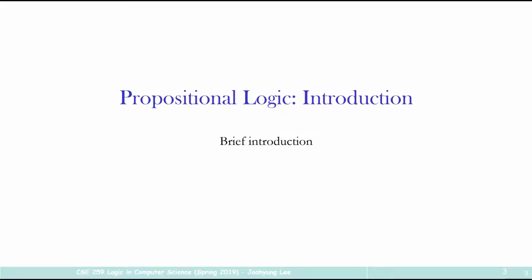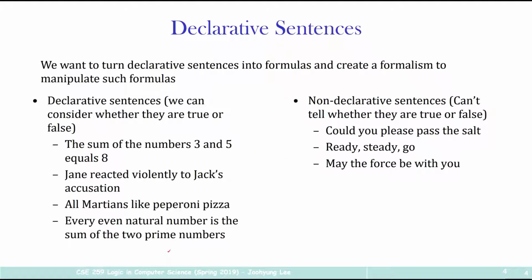So what is propositional logic? It's a very brief introduction, and we are going to cover it in more detail in the next few lectures. What we want to do is focus on declarative sentences. If you took English or language arts class, you know what a declarative sentence is. The ones you see on the left-hand side, a declarative sentence can be either true or false.